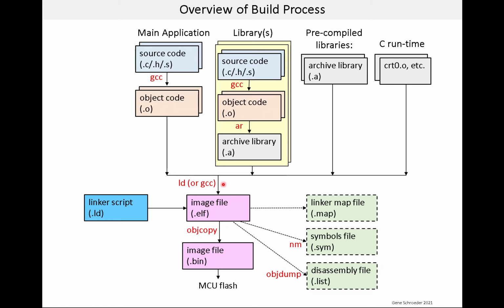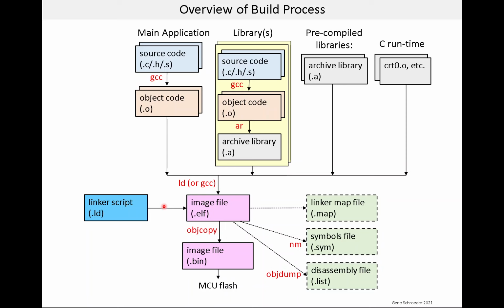So now we are down here. We have all the object files, either standalone or in archive libraries. We use the linker to pull it all together. Now, the actual linker tool is called LD, but the GCC compiler can run the linker also. So often you will see GCC being used to do the link. You'll see coming in from the left another input file with an .ld extension called a linker script. This is linker instructions that you write.